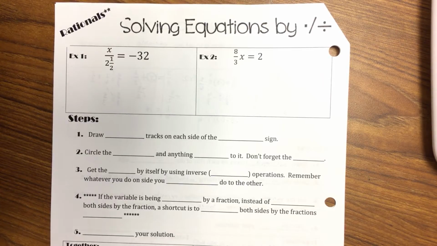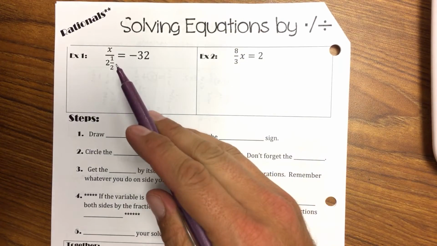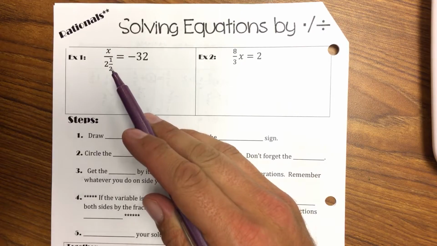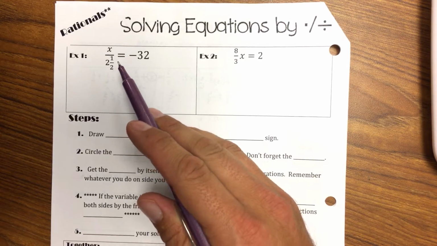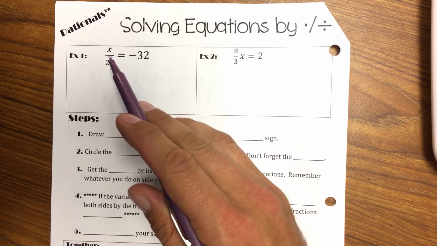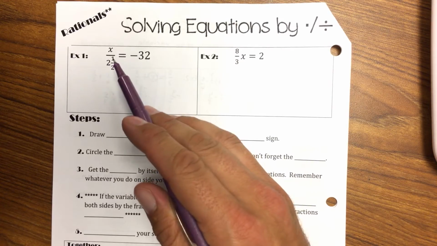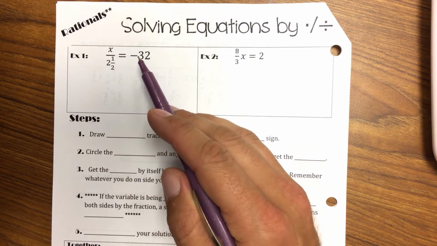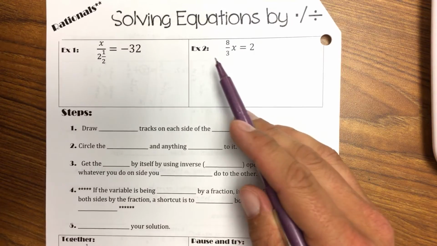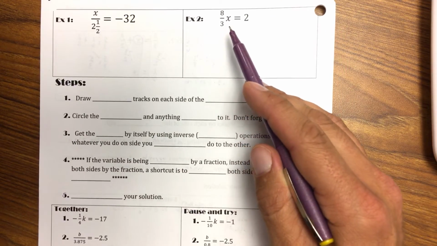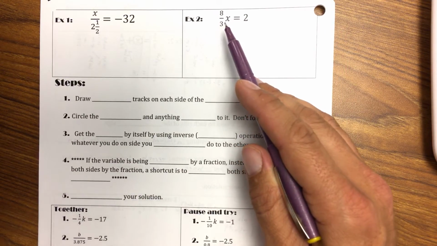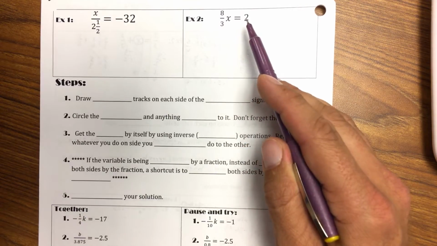Our example 1 is x divided by 2.5, or x over 2 1/2. Remember, that fraction bar means divide. So x divided by 2.5 equals -32. That's example 1. Example 2, we have 8/3 x, or 8/3 times x equals 2.